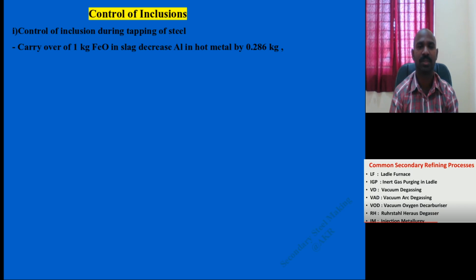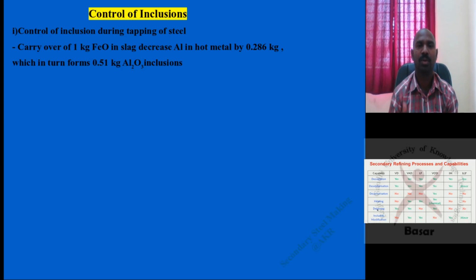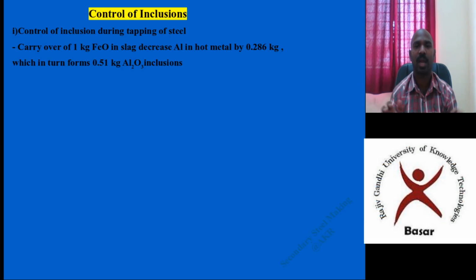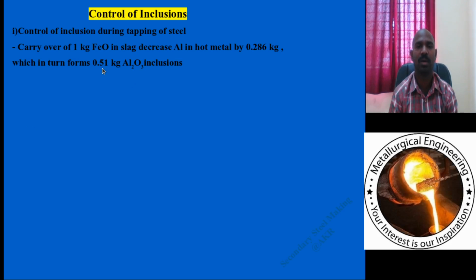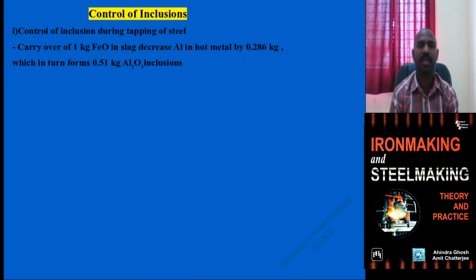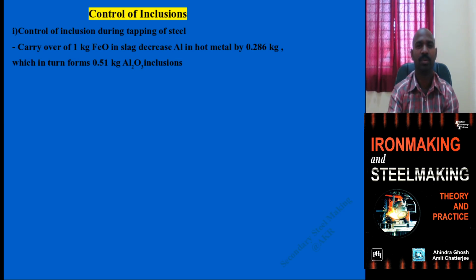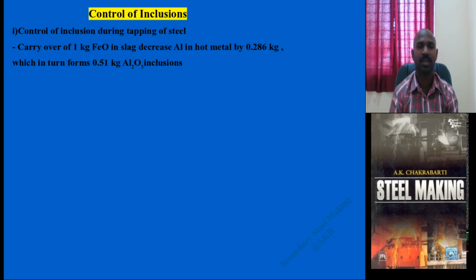aluminum in the molten metal, around 0.28. It decreases the aluminum retainability in the molten metal by around 0.28. Overall, this aluminum reacts with the oxygen of FeO and forms Al2O3 inclusions, around 0.5 kg of inclusions. So you need to avoid this FeO slag. It could be the tundish slag, the ladle slag, or the mold slag during casting. All of those need to be avoided.